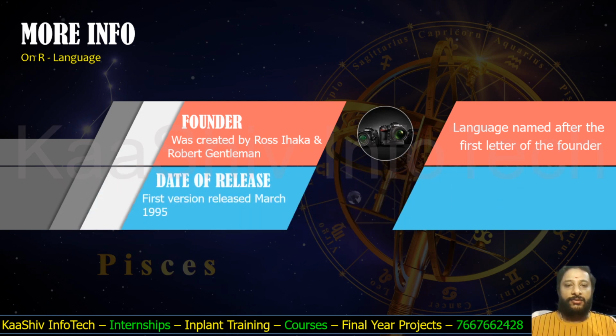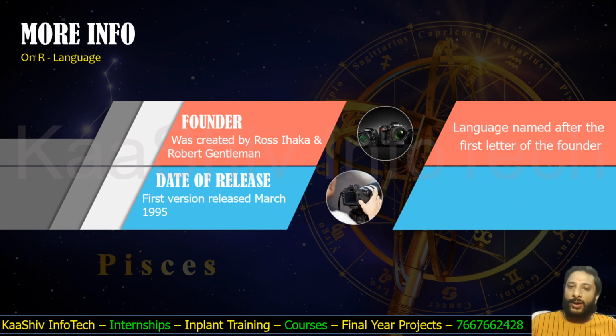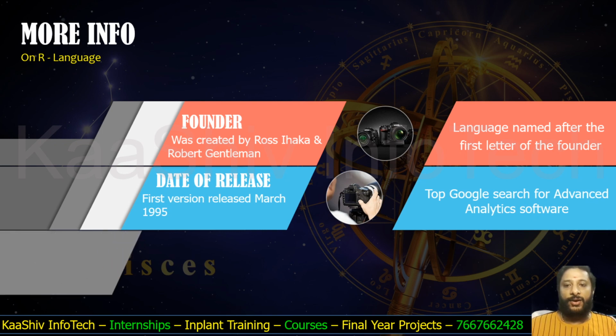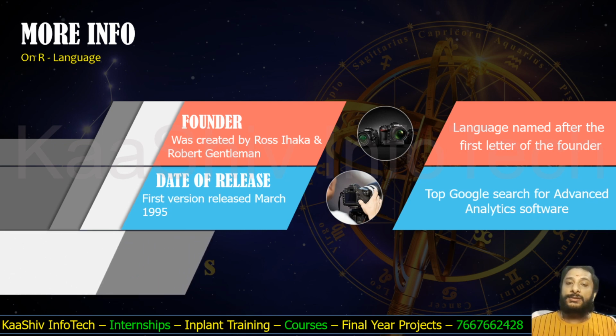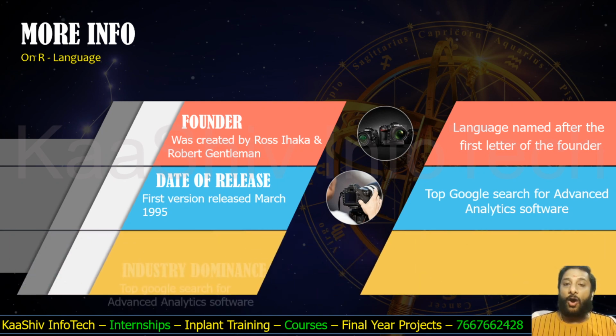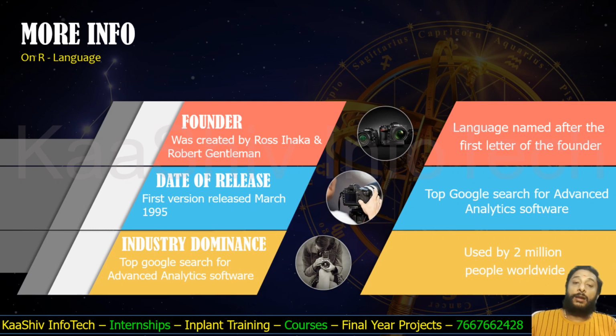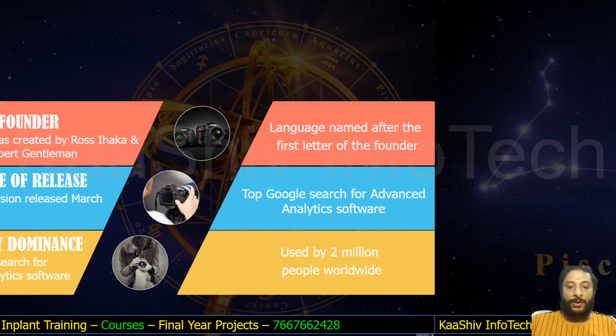Okay, and the date of release, the exact date of release of a stable version to the market: the first version was released in March 1995, and it became really famous. Obviously, if you talk about statistical languages, Google coined and ranked it as the #1 statistical language, and it dominated the industry as you know it. Apart from that, almost 2 million people worldwide are using this particular language to do statistical processing.